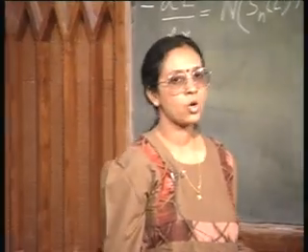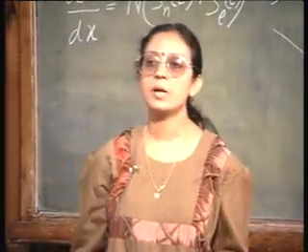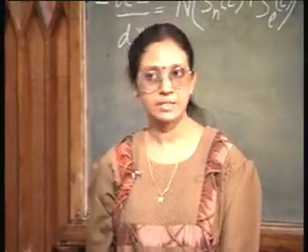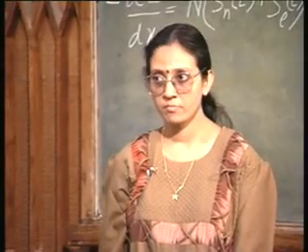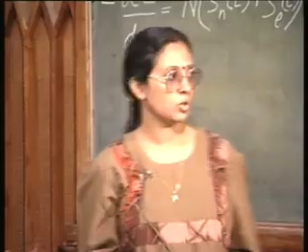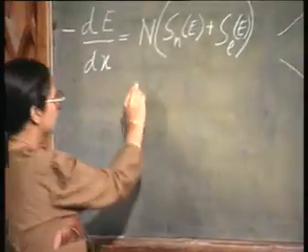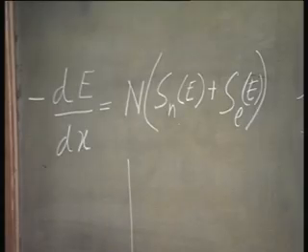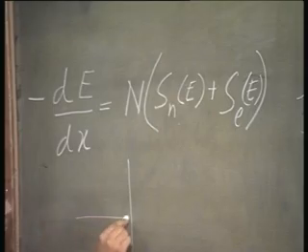Now, when the energetic ion beam has entered the semiconductor surface, it is like this. Let us say this is the semiconductor surface, this is the energetic ion beam.